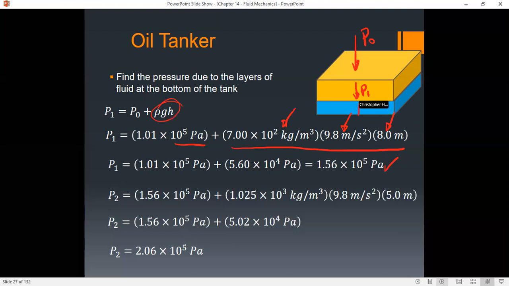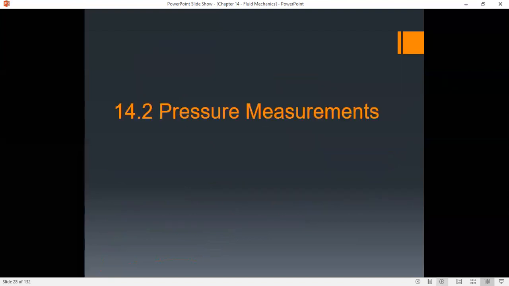What about the pressure at the very bottom of this? What is that pressure? Well, you take the previous pressure, put it right here, add that to the density of the seawater times g times the depth, and we get the new pressure P2. Okay, so that's how much pressure is at the bottom of the tank, about 2 atmospheres. All right. Okay, that's it for this part.